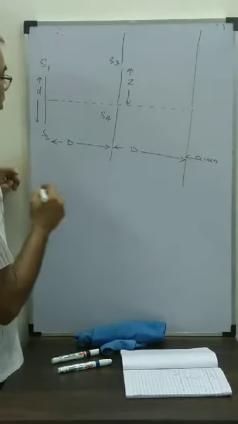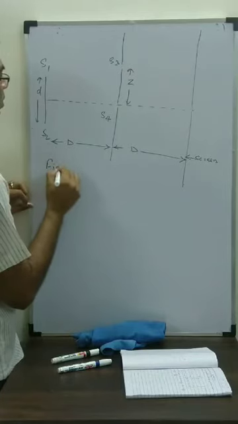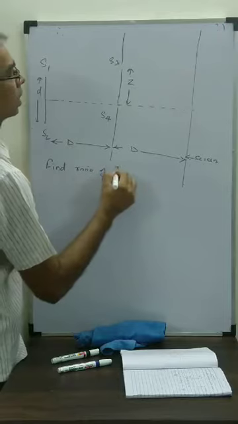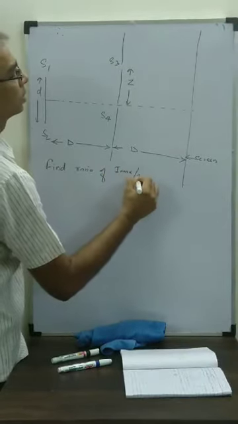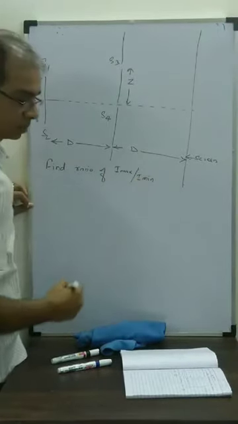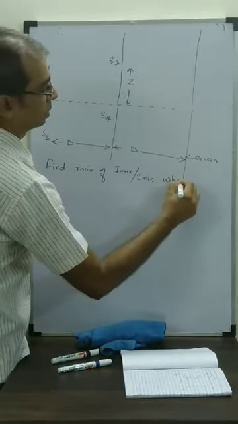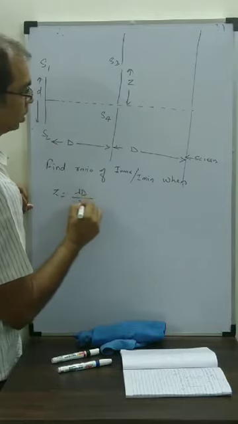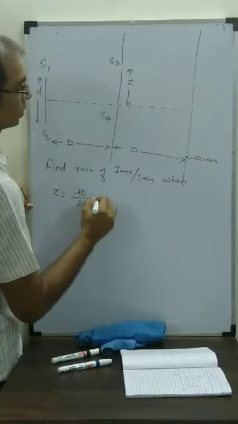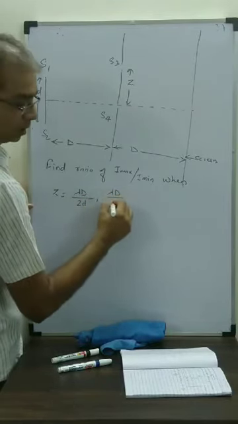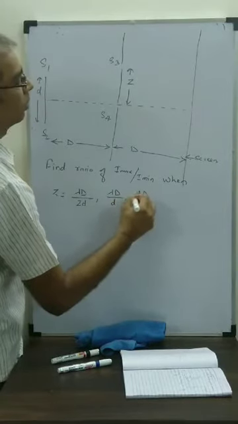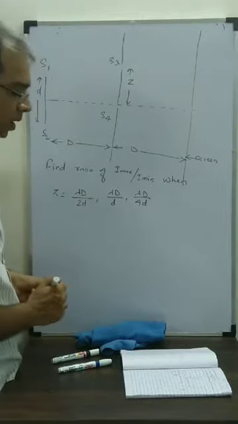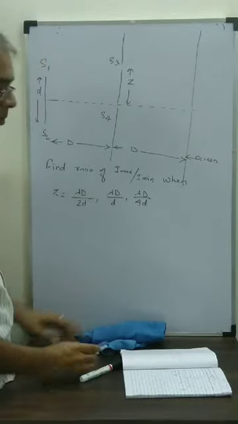Alright, now what the question is asking: find the ratio of I maximum to I minimum when Z is lambda D by 2D, lambda D by D, and lambda D by 4. That means three questions are being asked from us, and we have to find the ratio of I maximum to I minimum.